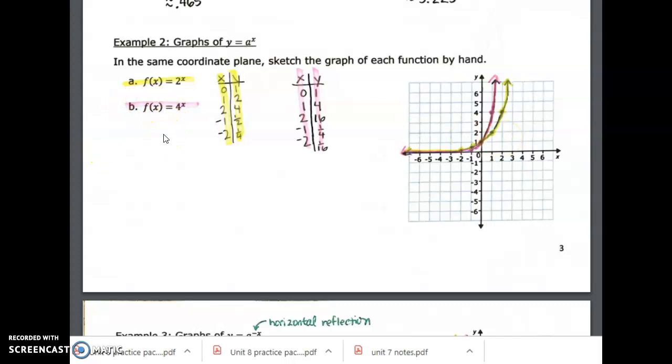F of x equals 4 to the x is done in this pinkish purply color. Same thing, except my base is now 4. It makes the same kind of curve shape, but you can see that it's a little bit steeper because that base of 4 is making the graph grow bigger. So instead of multiplying by 2 every time, I'm multiplying by 4 every time. So each number gets 4 times bigger. So it makes it steeper, and it also bottoms out more quickly.